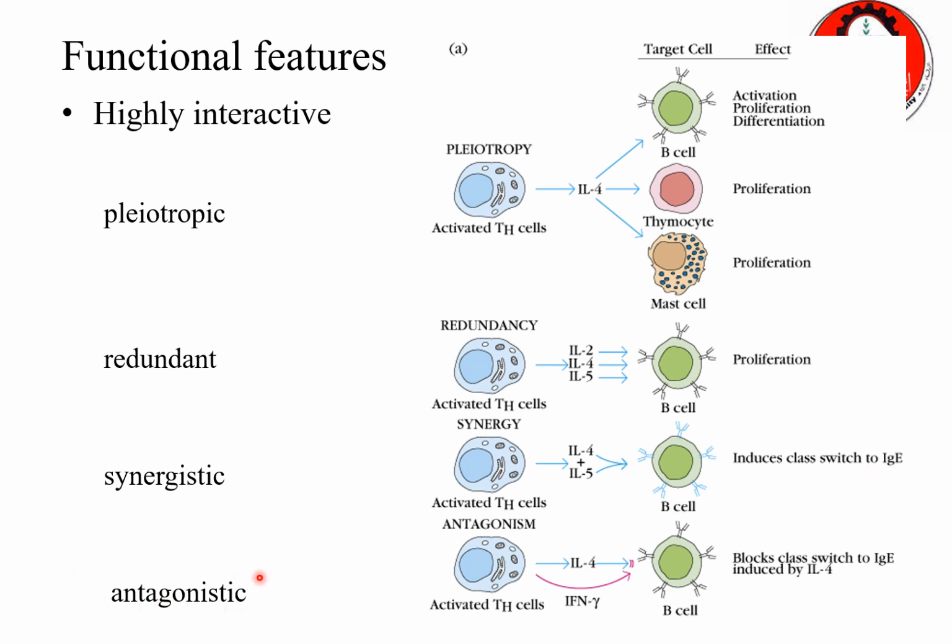We have antagonistic effect انه واحد بيشتغل عكس الثاني. So the interleukin 4 هون حكينا it induces class switch to IgE، بينما الانترفيرون gamma antagonizes this effect by blocking the class switch to IgE induced by interleukin 4. Synergistic اللي هو بعطينا قوى مضاعفة، antagonistic عكسي، redundancy إنه more than one cytokine can do the same action on the cell, and pleiotropic إنه one cytokine can do multiple actions.